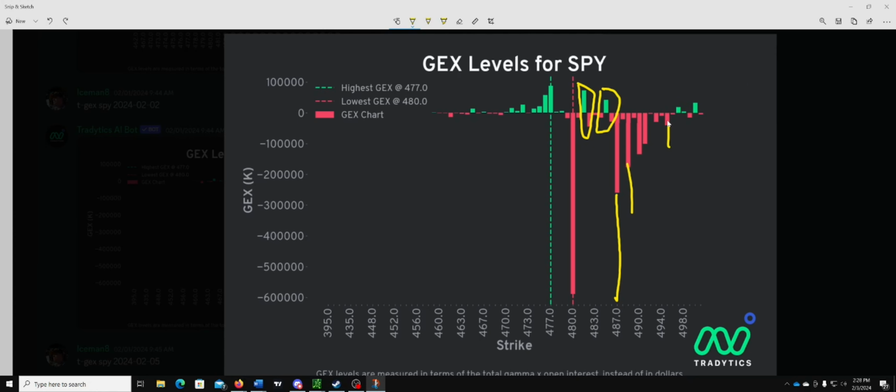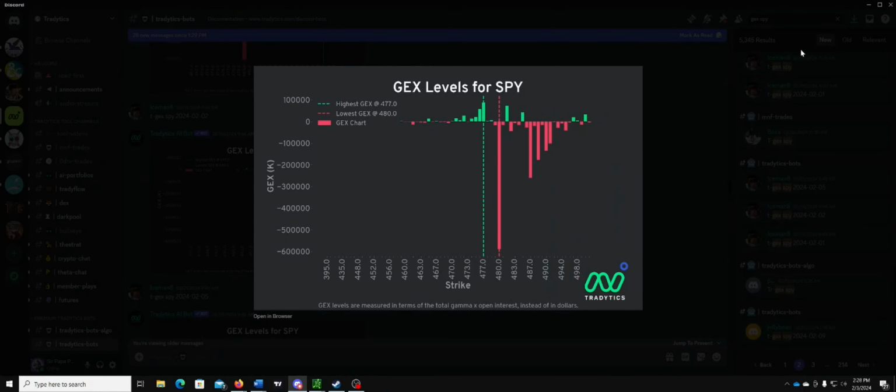And look at this. This 496 red bar is bigger than this 494 red bar. Let's also note the clue. The price was stopped there. Okay, so that was SPY. I hope that was helpful.